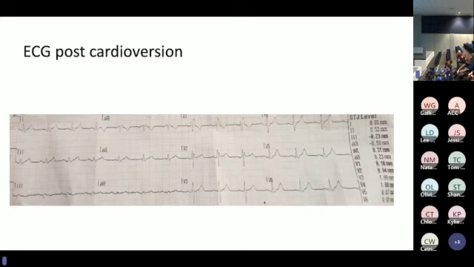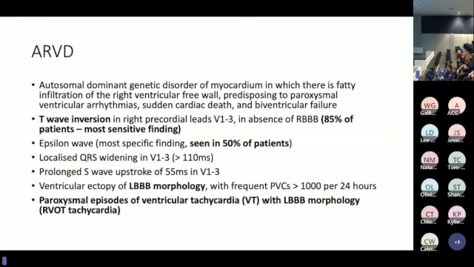So they'd absolutely need to be admitted. They'd have a cardiac MRI, they'd have a pacemaker, they'd have genetic testing. Yeah, exactly right. And when they do go into VT, they generally will tend to have a left bundle morphology, which is why that other ECG confused me, but now it makes sense that it wasn't related. So if you see a young person with a ventricular tachycardia with a left bundle morphology, that's something to think about. Everyone happy with ARVD?